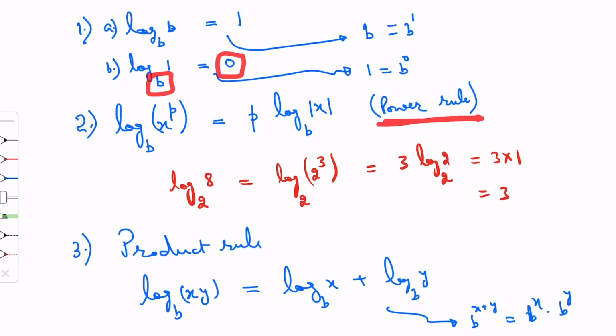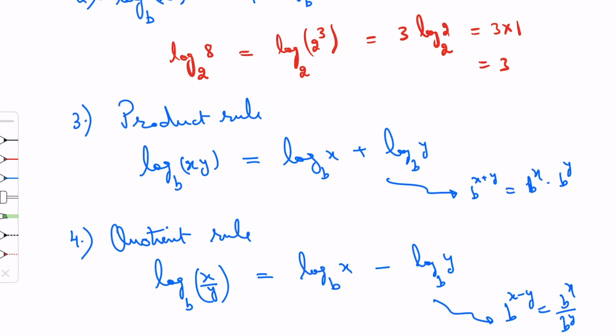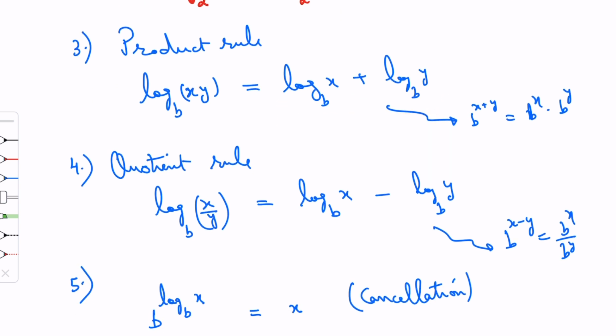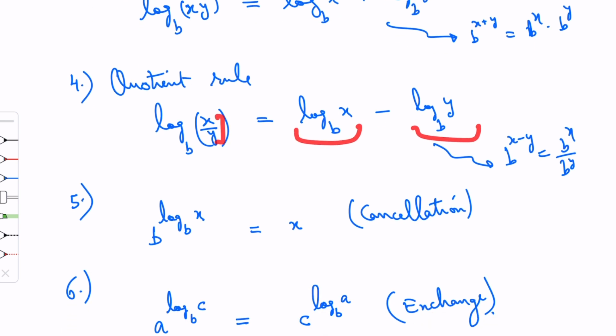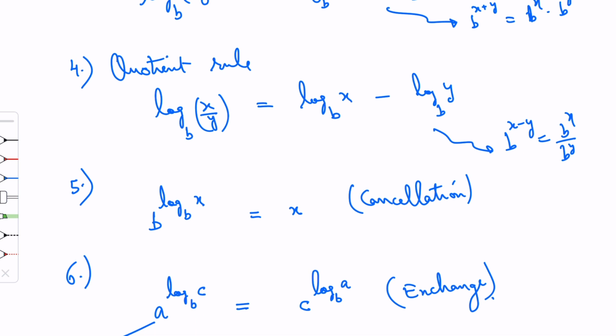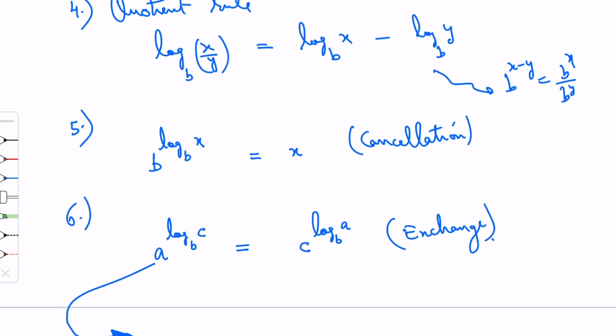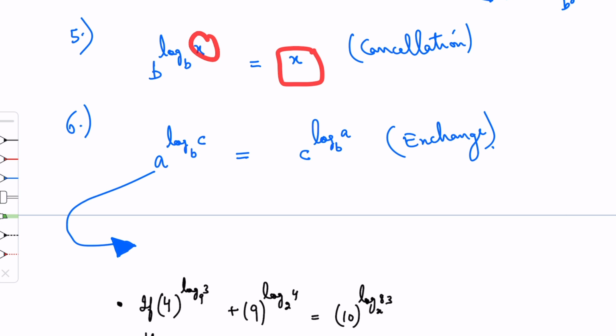And then there is the power rule, which just says that this power will come out. And then there is the product rule, which says the product of inputs will break up as a sum of logarithms. And then there is the quotient rule, which says the quotient of inputs will break as a subtraction of outputs. And then there is this cancellation property, wherein these two bases, if they match, then they cancel out each other. So we are left only with x.